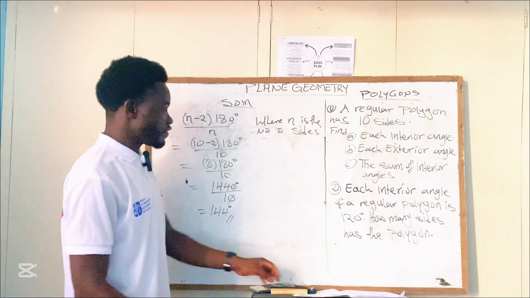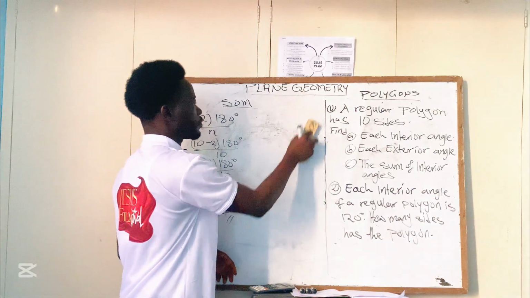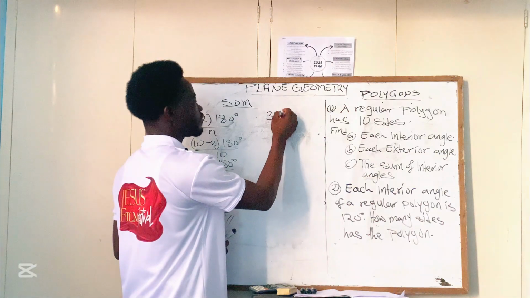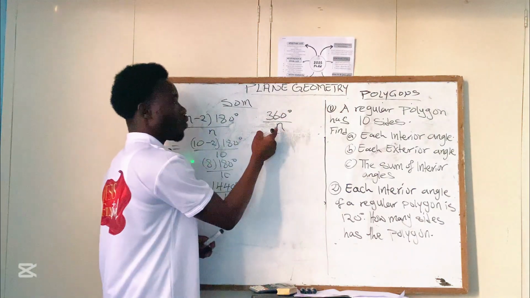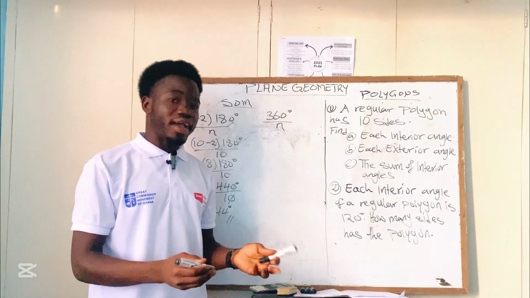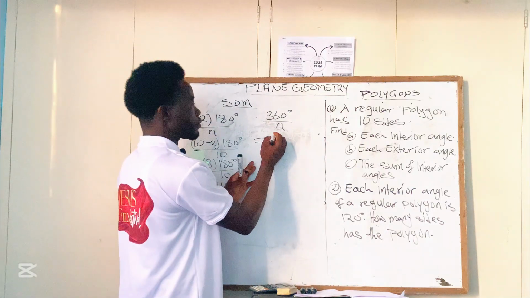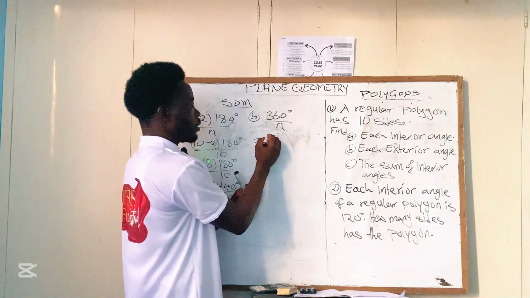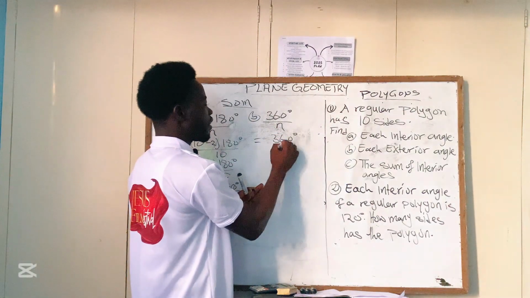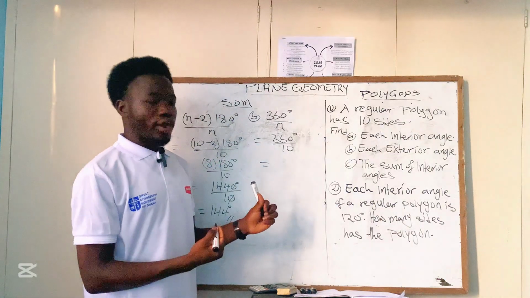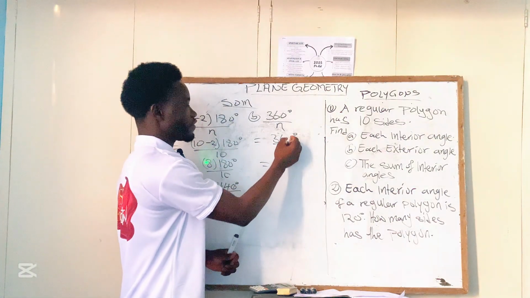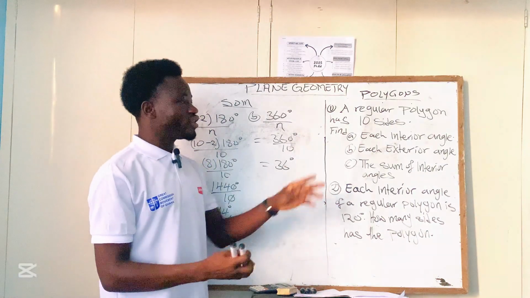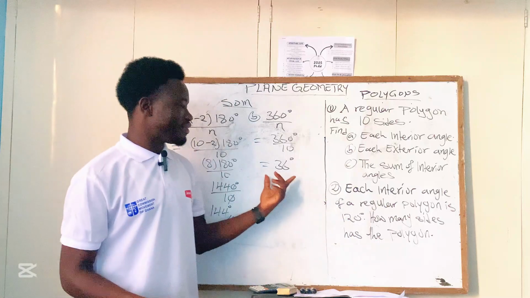Now we talk about the exterior angle. For the exterior angle, the formula is 360 degrees divided by n, where n is the number of sides. So this is B, and this is A we have worked. So this is B: 360 degrees divided by 10, right? And then this cancels that, and I'll have 36 degrees. So therefore each exterior angle is 36 degrees.